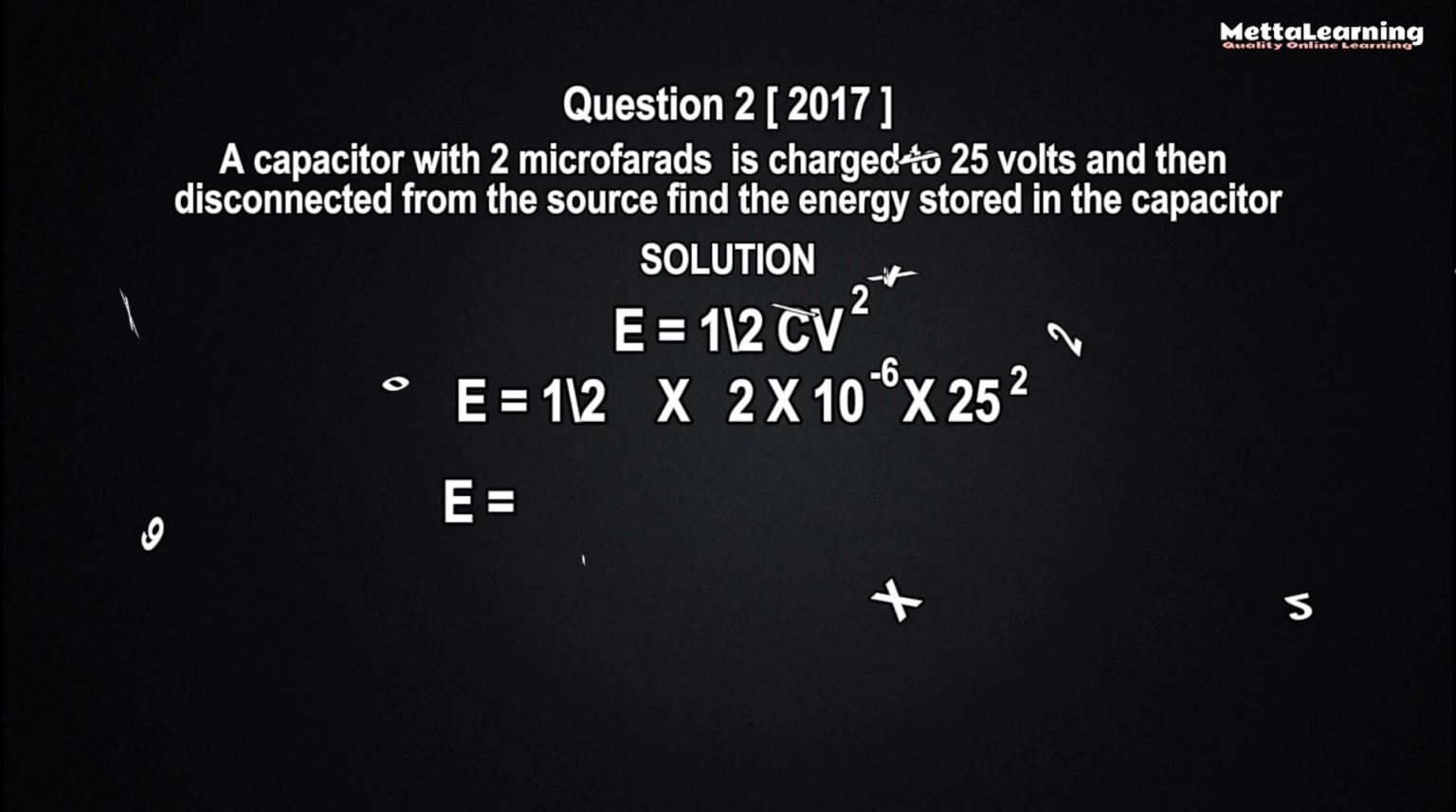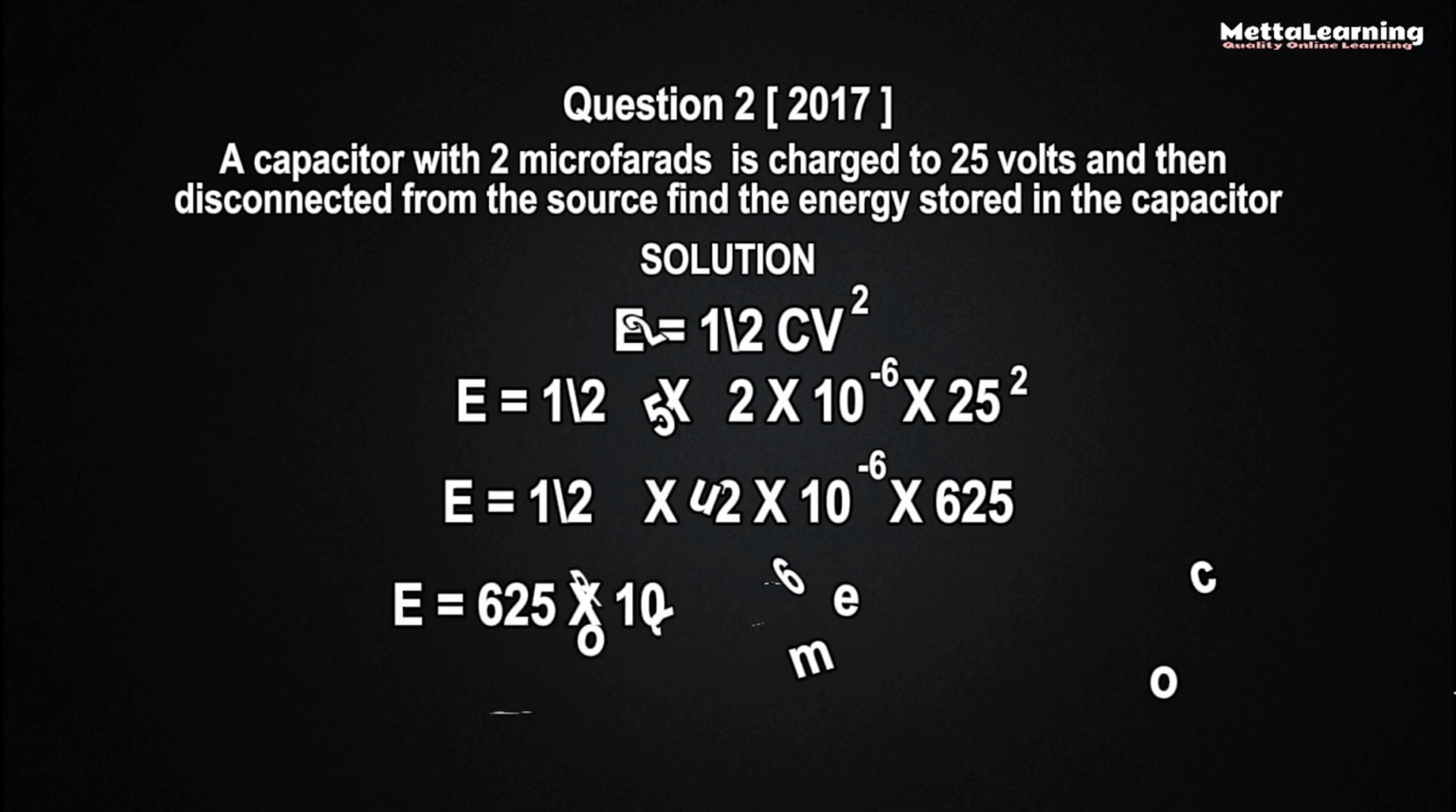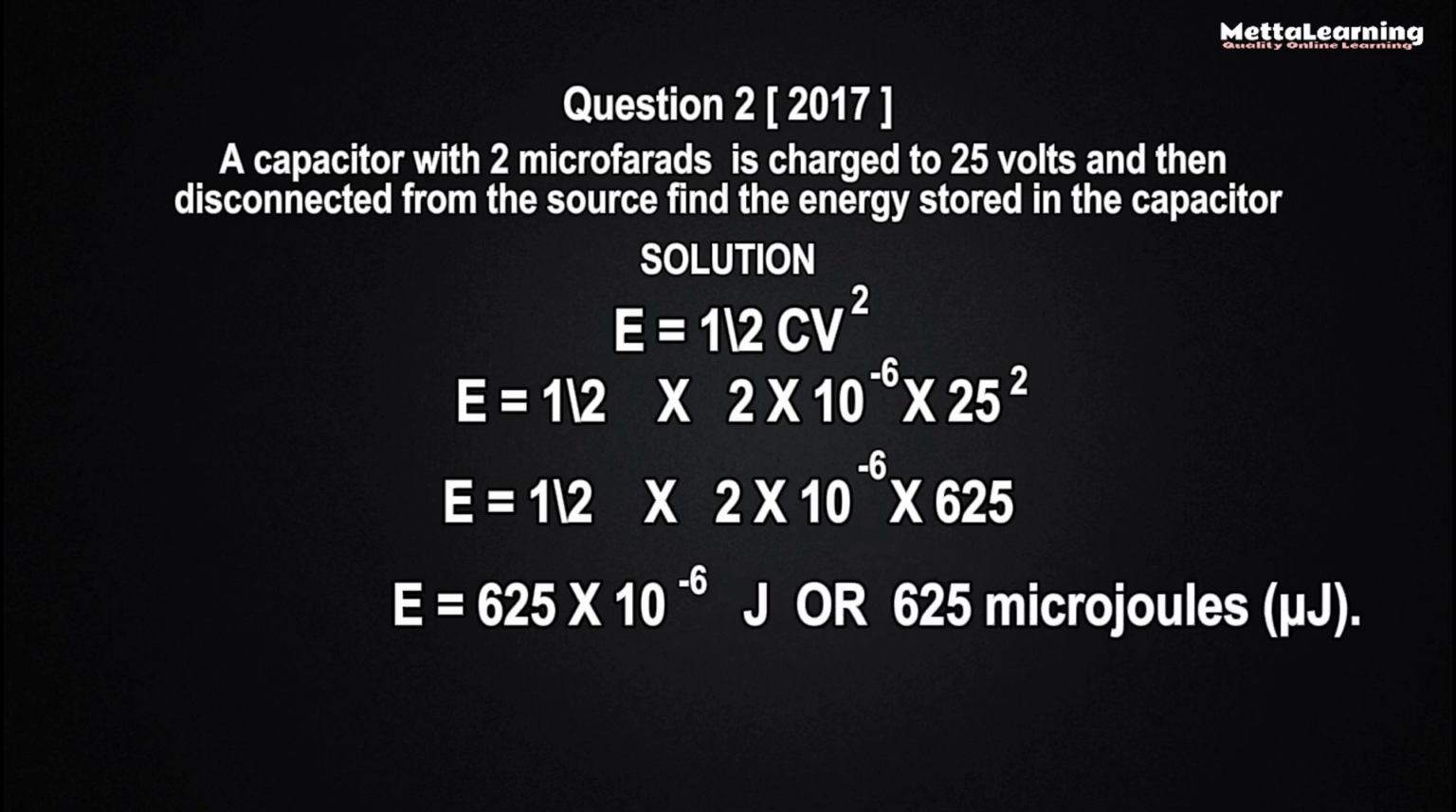So we have half times 2 times 10 to the power minus 6 times 625, because 25 times 25 gives us 625. So when we divide by 2 and multiply, we have 625 times 10 to the power minus 6 joules, which can also be written as 625 microjoules as our final answer. The next question we'll be solving in today's class is from the WAEC past question 2018.